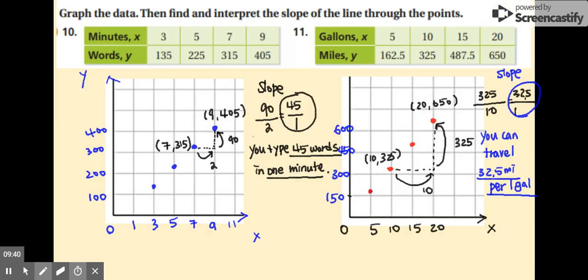These are the answers for the next 2 questions. I need you to label x and y, find the appropriate numbers on the graph, and plot it. And you need to use any 2 points on the line, find the slope, and then interpret.